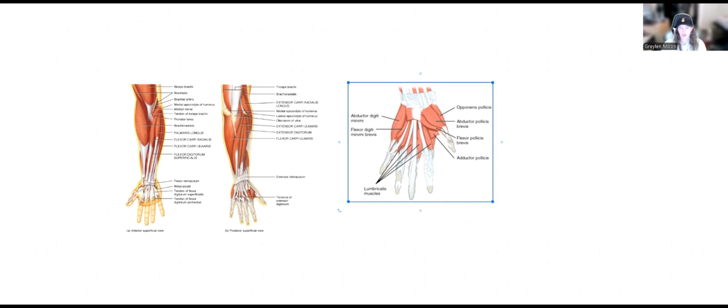Today, we're going to unpack the muscular, bony, and ligamentous anatomy of the hand and wrist with a focus on their function and how they integrate together. Let's start with the bones.